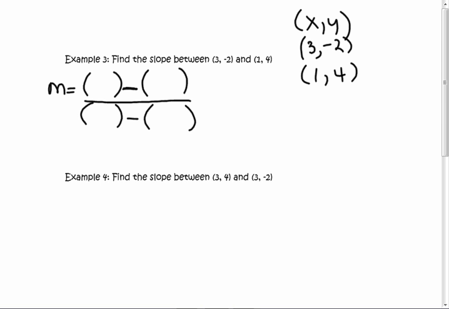Is this right? Don't forget your bar. Which is the other y value? See, notice I lined them up vertically. Negative 2. Okay, 4, 1, and that's right. Good. And then simplify your result.